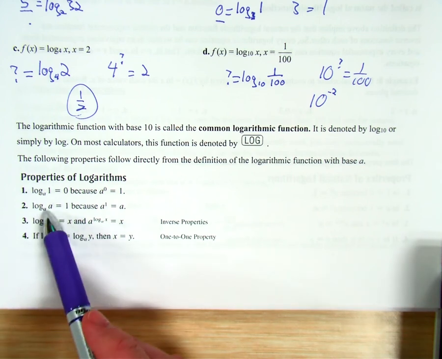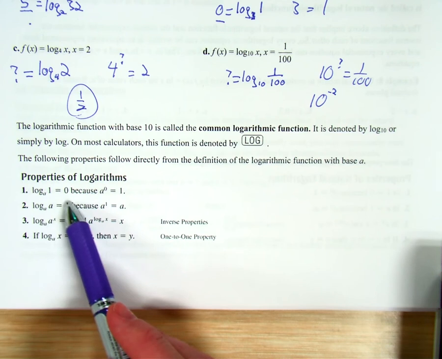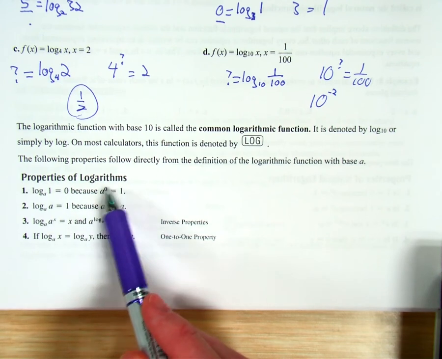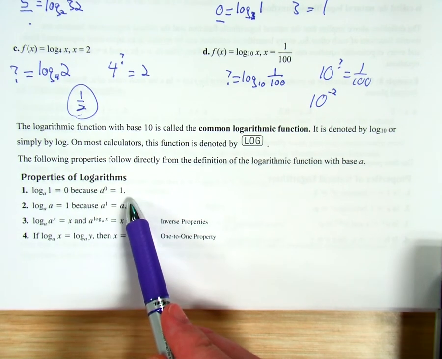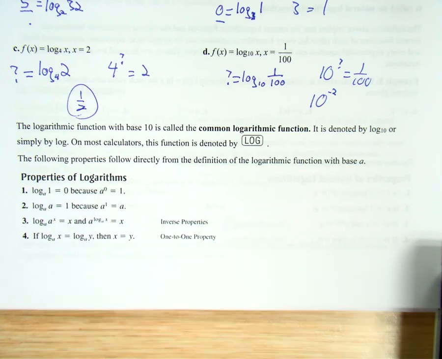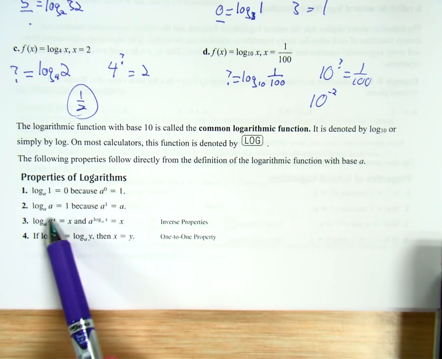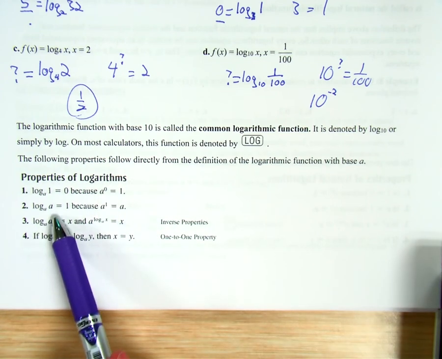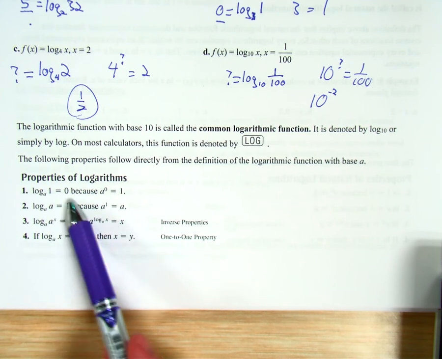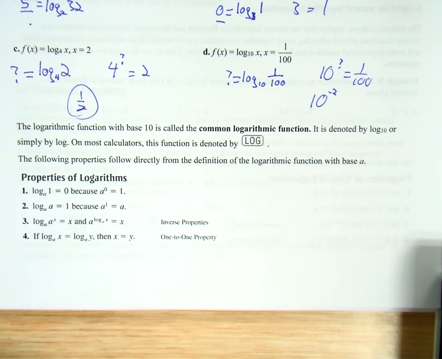Log base a of 1 equals 0, because a to the 0 is going to equal 1. Any base to the 0 power comes out as 1. Log base a of a equals 1. 1 is the power of a that gets you back to a.